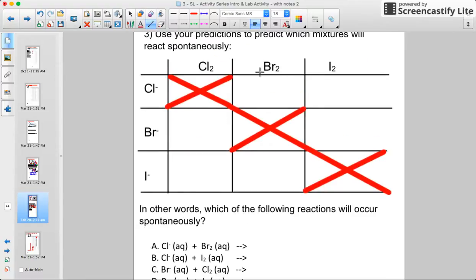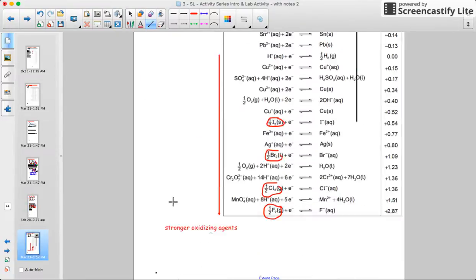So if you're trying to predict which halogens will react with which ions, it's really helpful to be able to create a series like this very quickly, or if it's paper 2, to use the series. So I'm going to identify the halogen ions on the right.